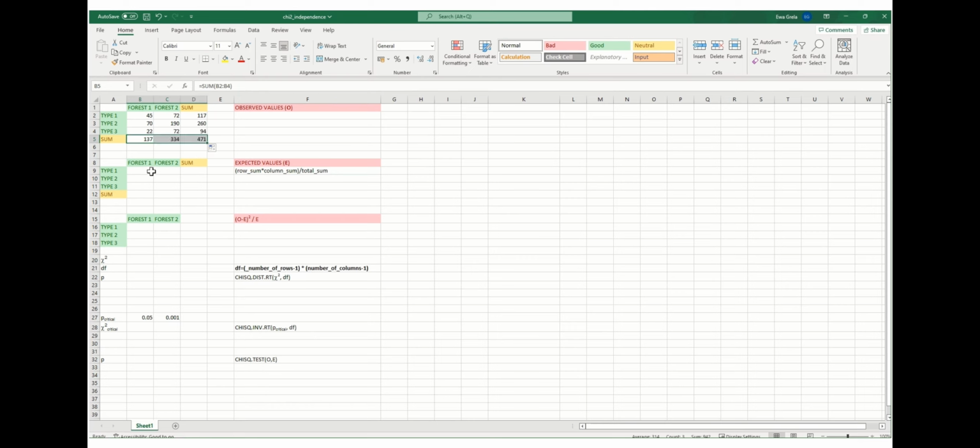The expected frequency for each cell is calculated using the formula: sum of frequencies for the chosen row multiplied by the sum of frequencies for the chosen column, and then divided by the total sum of all frequencies in the table.